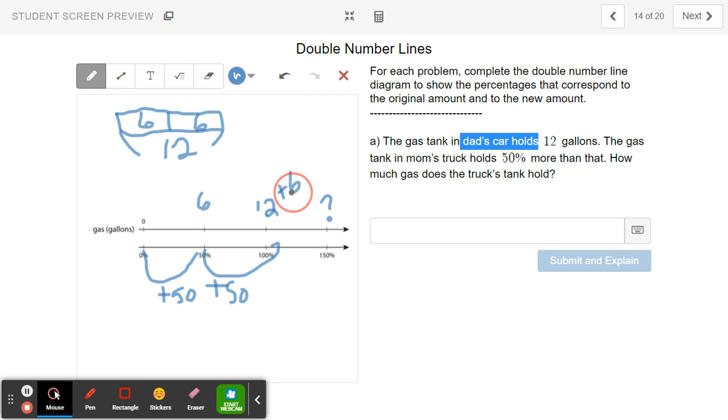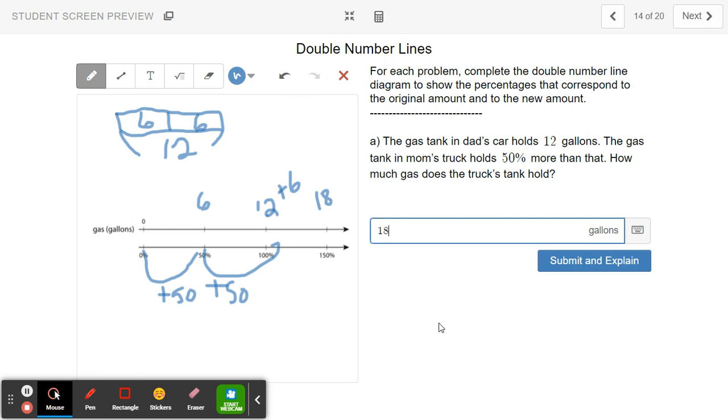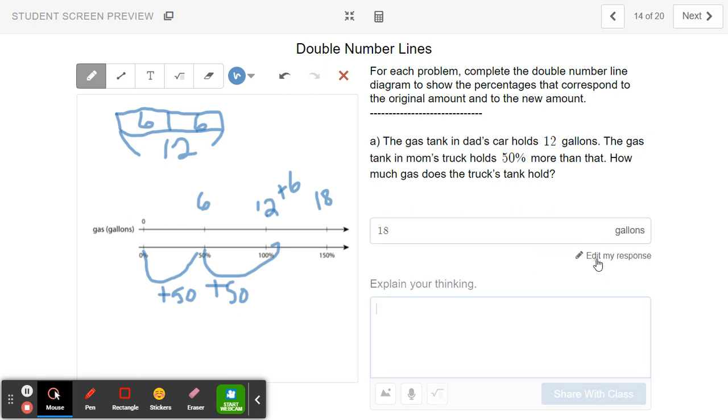So plus 6. So 12 plus 6, I now know I can enter my amount, which should be 18. And in this case, it's gallons. So remember, this was our question mark, right? We want to know what 150% is, which in this case is 18. So I can type that in, 18, and they've already been nice and added my gallons, right? So now I'm just going to take the time to explain my thinking. How did I get there? So I want you to try that and then check back in.